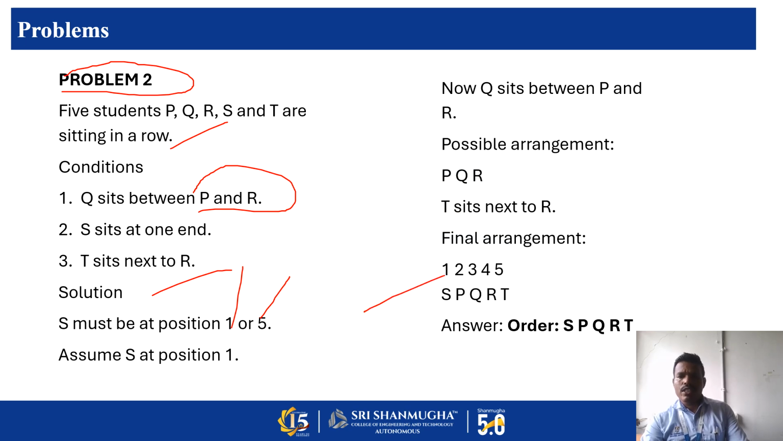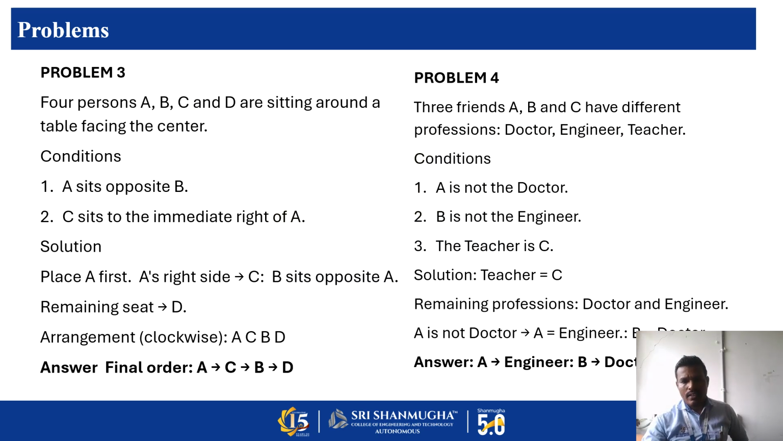Now Q sits between P and R, so the possible arrangement is PQR. Next, only one element remains, that is T next to R. The answer is S, P, Q, R, T in positions 1, 2, 3, 4, 5. So that is the answer. Now problem number 3, the same thing.